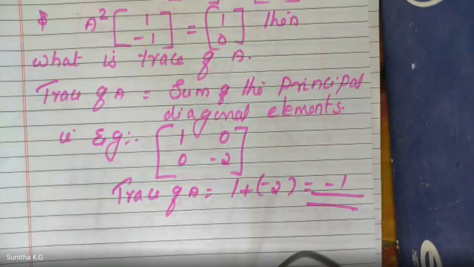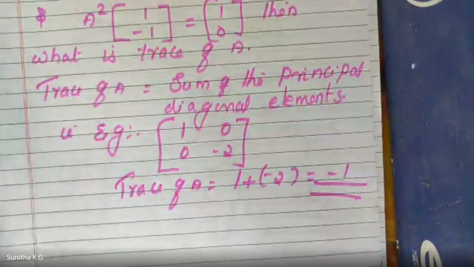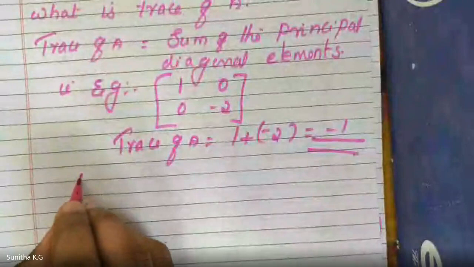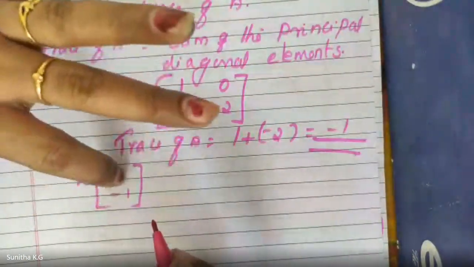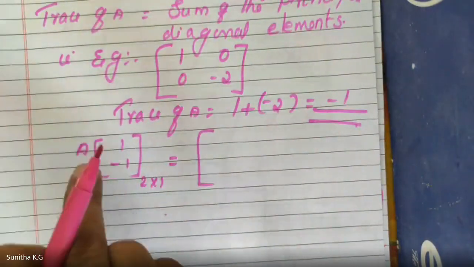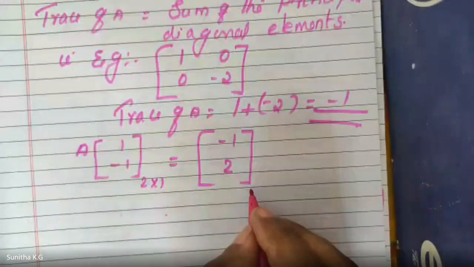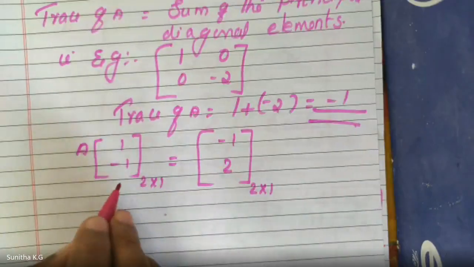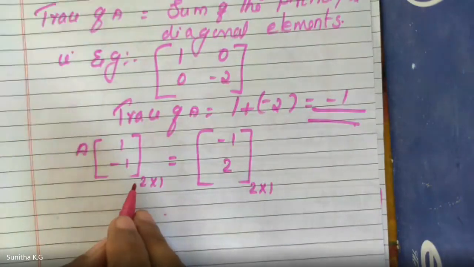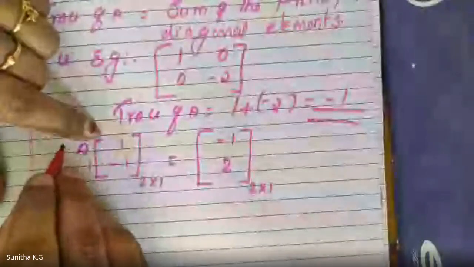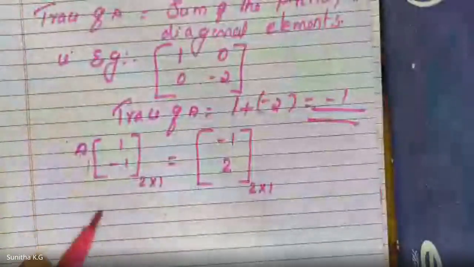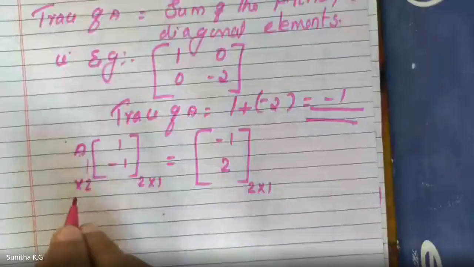Okay, ma'am. So first, it is given that A is a 2 by 2 matrix. Even if it were not given, we can understand that A is a 2 by 2 matrix. How? Because they have given A into [1, -1]. What is the order of this matrix? 2 by 1. And when we multiply A with this matrix, we get another matrix, [-1, 2], which is also of order 2 by 1. Then if we multiply a matrix with [1, -1], how many columns should the matrix A have? 2 columns.